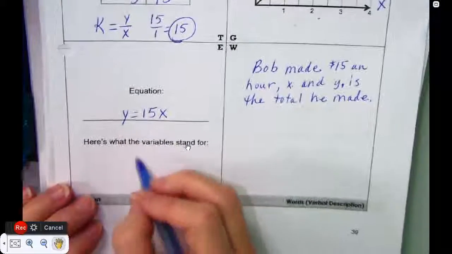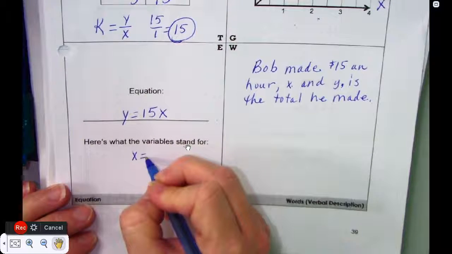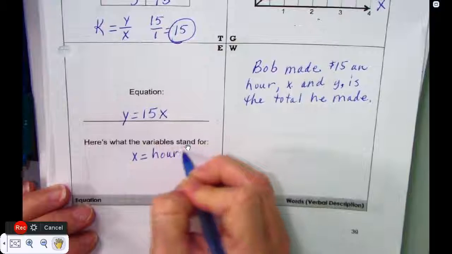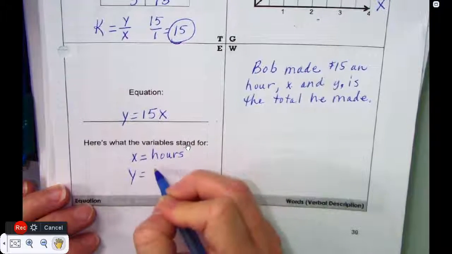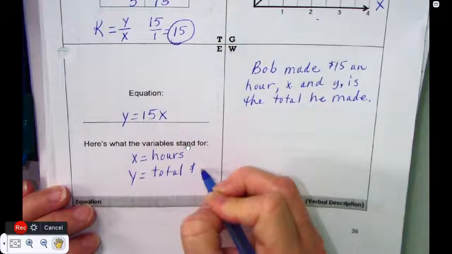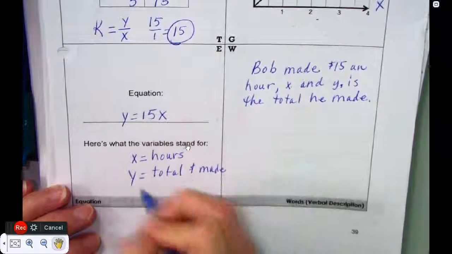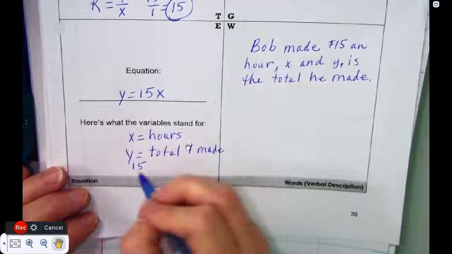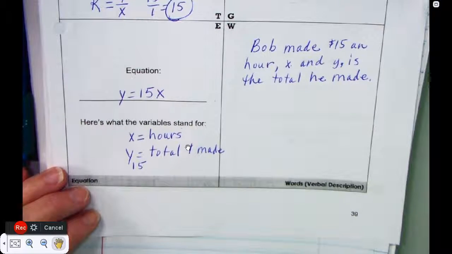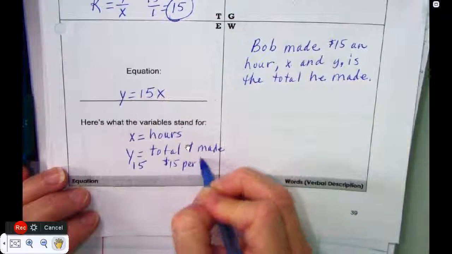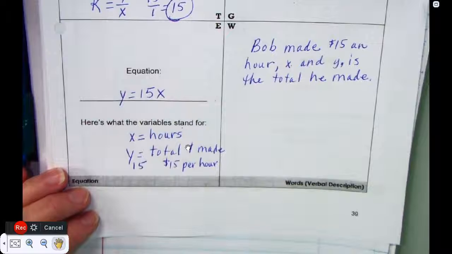So X is the what? X represents the what? Hours. And Y represents the total money made. What does 15 represent? It didn't say for that, but what does 15 represent? There you go. It's the money per hour.